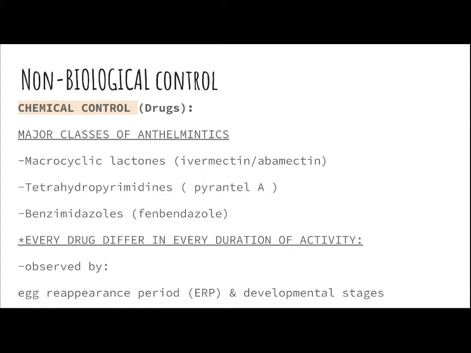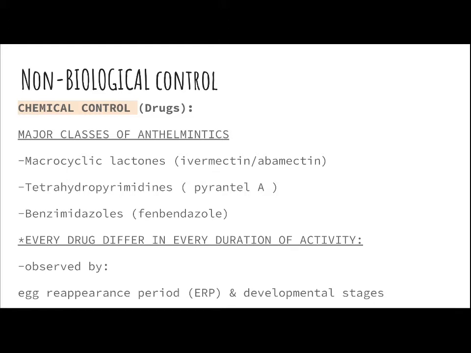Now I would like to explain the non-biological control. The first point is chemical control, which is also known as drugs. For chemical control, it contains major classes of anti-helminths. It is divided into three types. The first type is macrocyclic lactones, also known as ivermectin or abamectin. This type has a very broad range of activities, is very safe, and is also very effective at low doses.